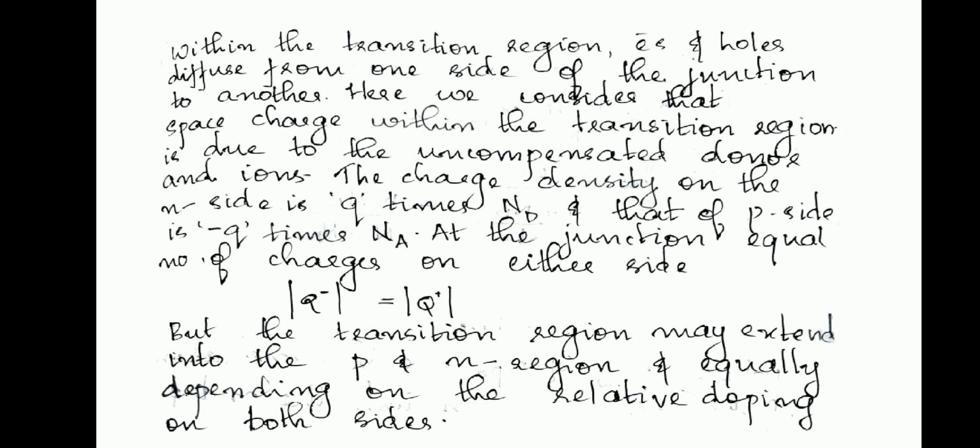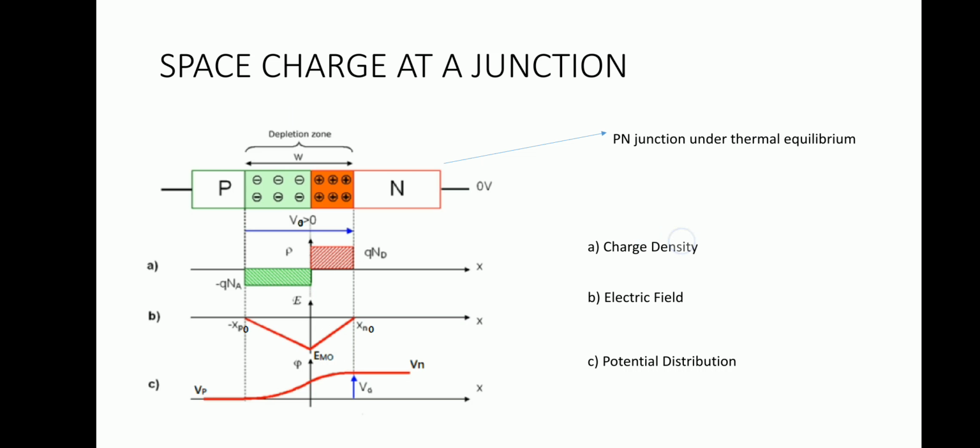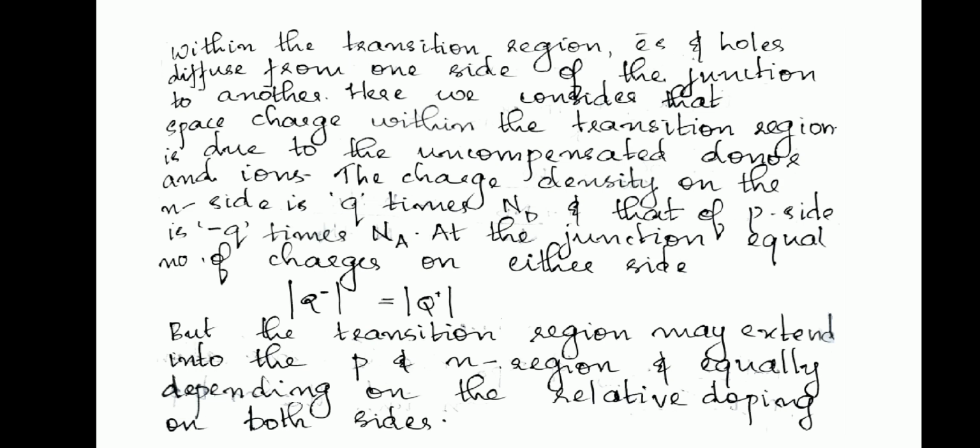Before that we need to understand one thing. Within the transition region, electrons and holes diffuse from one side of the junction to another. Here we consider that the space charge within the transition region is due to the uncompensated donor and acceptor ions. The charge density on the n side is q times Nd, and that of the p side is minus q times Na. We already saw that in this graph.